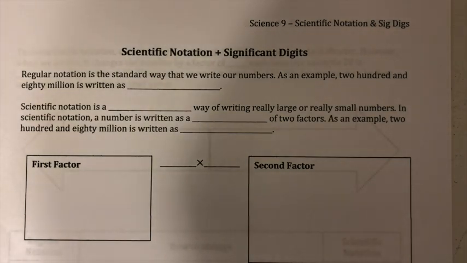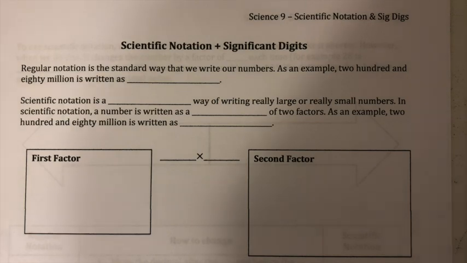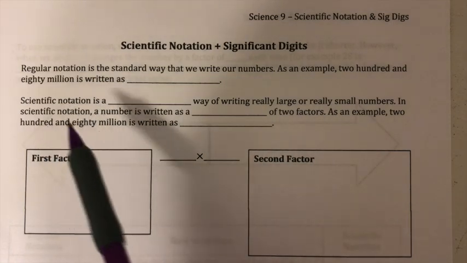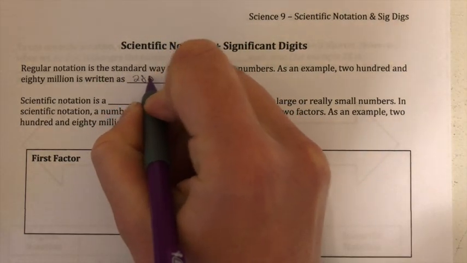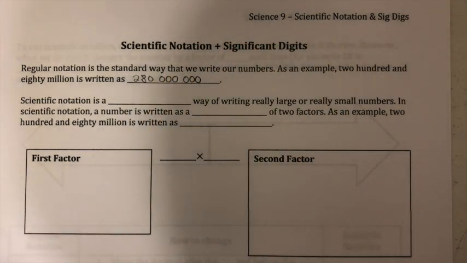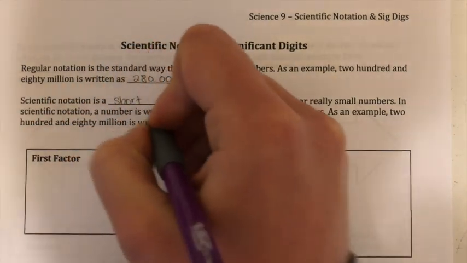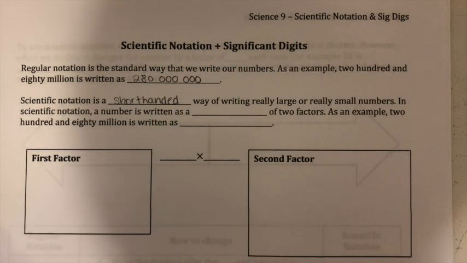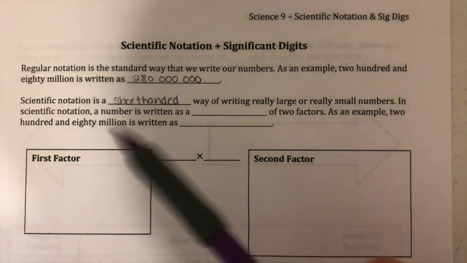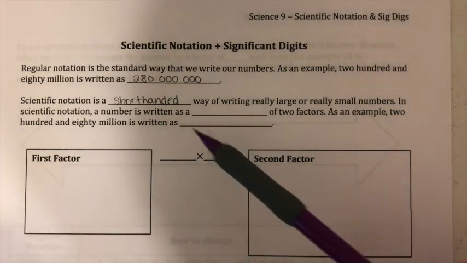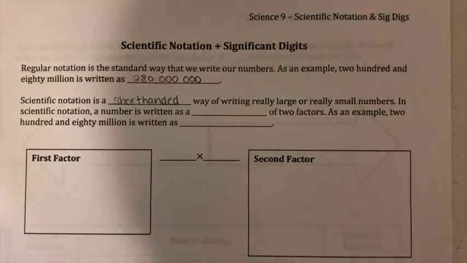When we talk about regular notation and scientific notation and the difference, regular notation is the standard way that we write our numbers. As an example, 280 million is written as 280 with 6 more zeros. So that would be 280 million, okay? Scientific notation is a shorthanded way of writing really large numbers or really, really small numbers. So instead of writing 280 million, or think 280 trillion or something even bigger than that with a ton of zeros, we can use scientific notation to shorten how we write it.